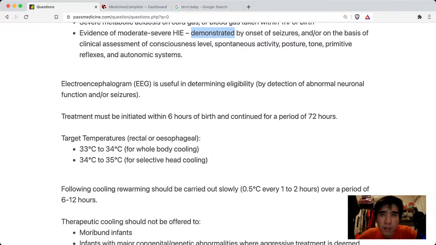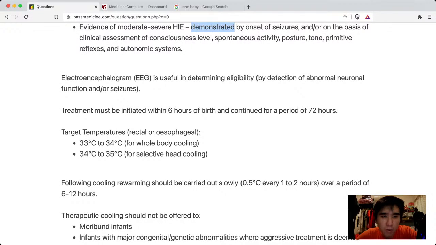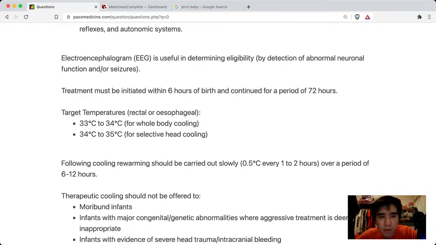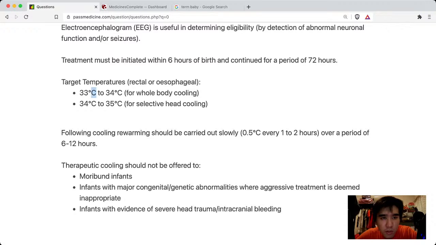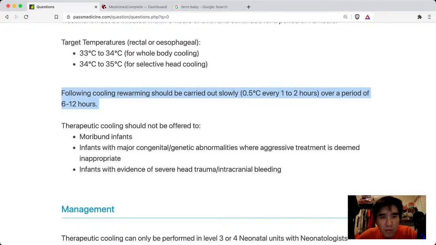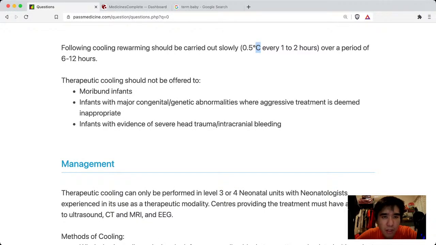EEG is useful in determining eligibility by detection of abnormal neuronal function or seizures. Treatment must be initiated within 6 hours of birth and continued for a period of 72 hours. Target temperatures, rectal or esophageal, of 33 to 34 for whole body cooling, 34 to 35 for selective head cooling. Following cooling, rewarming should be carried out slowly, 0.5 degrees Celsius every 1 to 2 hours over a period of 6 to 12 hours. Therapeutic cooling should not be offered to moribund infants.